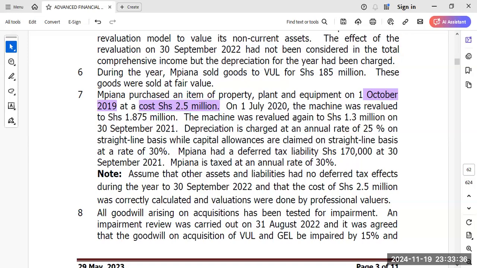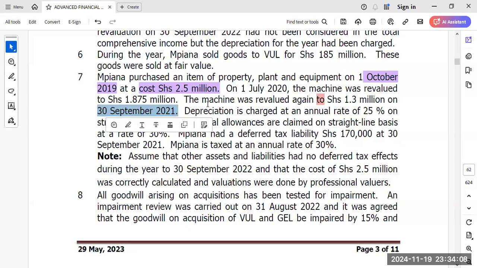So very key. The machine was revalued again too. This word is very key. The machine was valued at 1.3 million. So we have this, still, 30th September 2021 is not our reporting period. Depreciation is charged at this rate on straight line, while the capital allowances are claimed on a straight line basis at 30%.